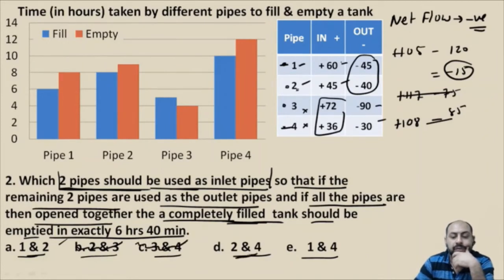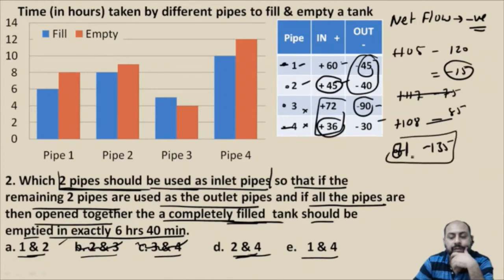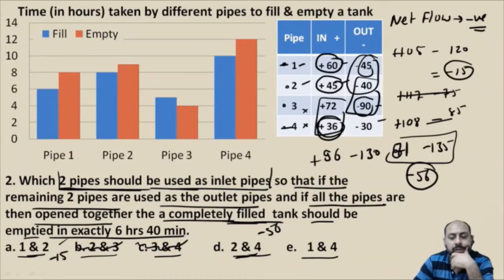2 and 4, so if you take 2 and 4, 45 and 36 makes it 81, and then the remaining two makes it minus 135. So minus 135 and 81 makes minus 54. So this gives me a net flow of minus 15. This gives me a net flow of minus 54. 1 and 4, so 60 and 36, 96 positive, and the other as negative, minus 130. So this will be minus 34.